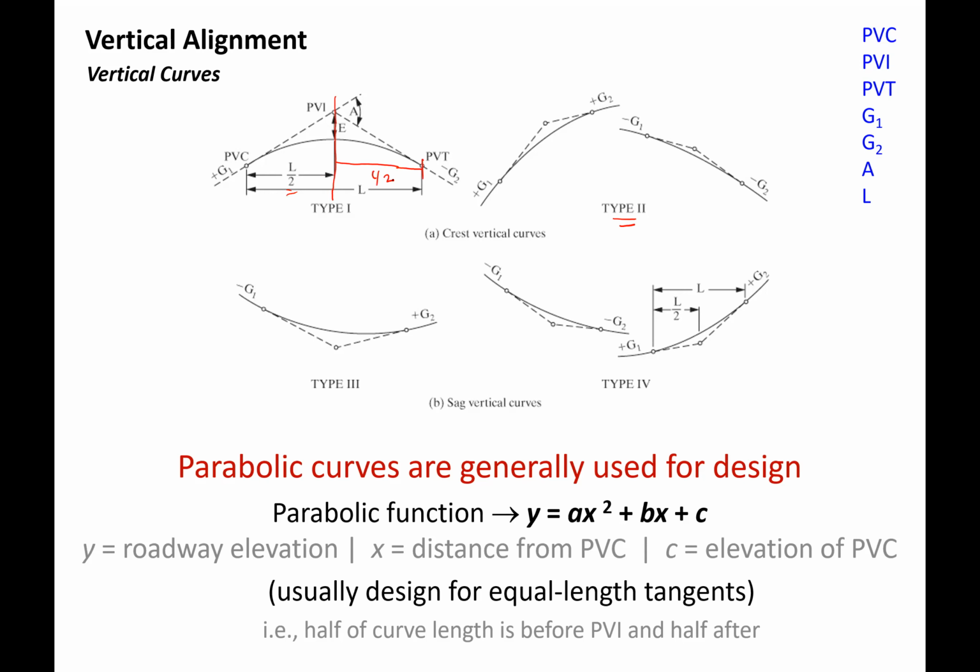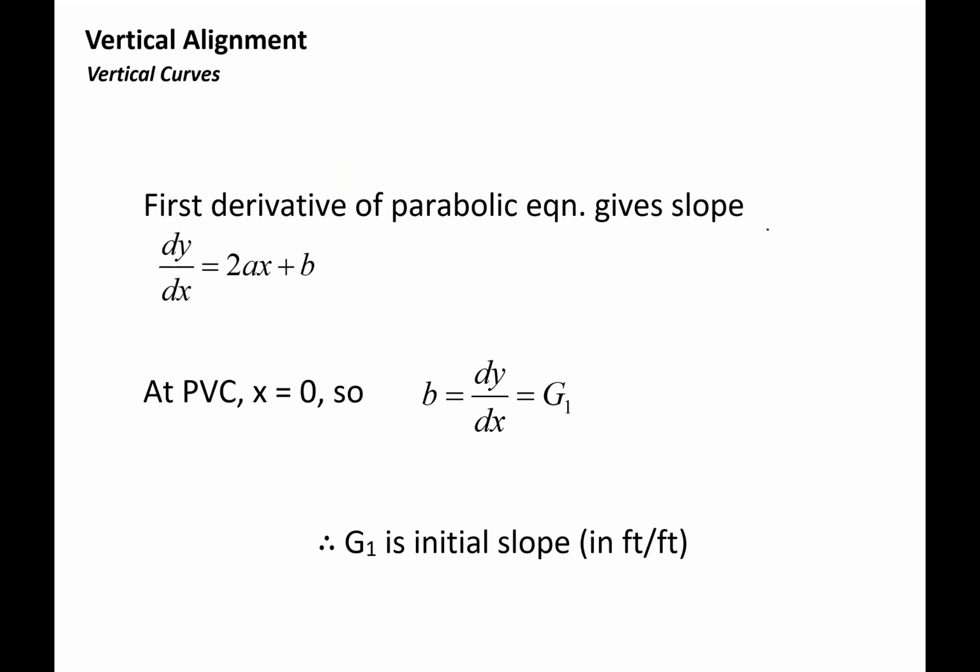And the same holds for the type 3 and type 4 curves. So you can see this down here for the type 4, right? At this point here is our PVI, and half the curve is occurring between the PVC and the PVI, and then half the curve is occurring between the PVI and the PVT. So in general, like I said, 99% of the time we're going to be designing equal length tangent curves.